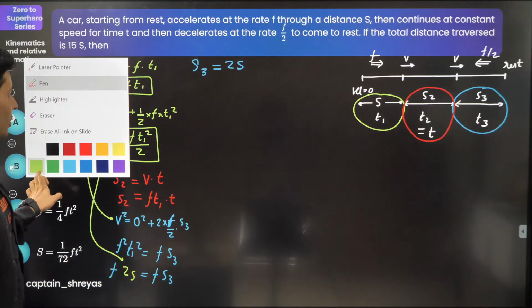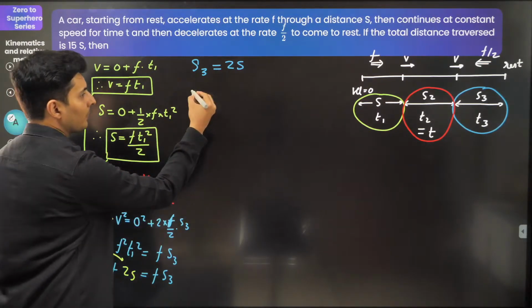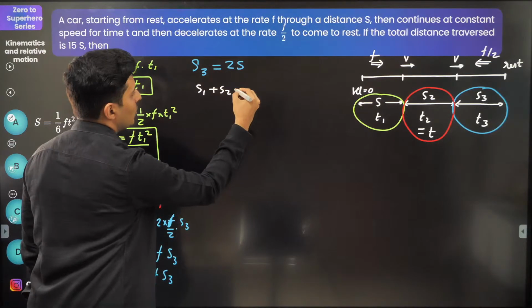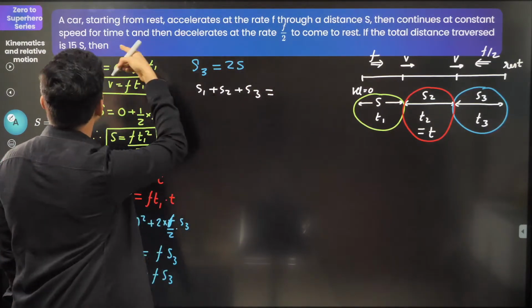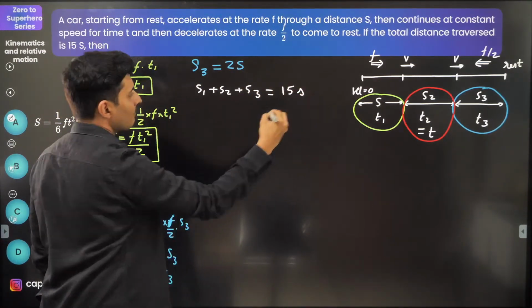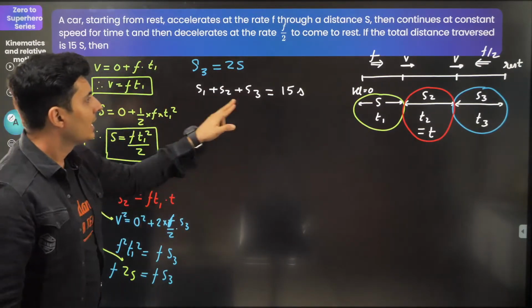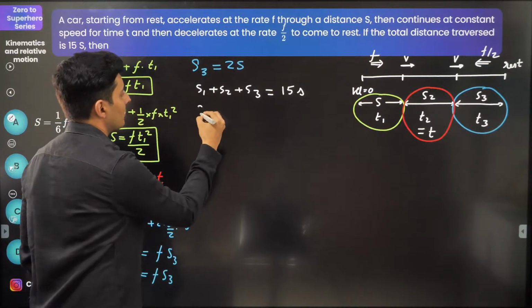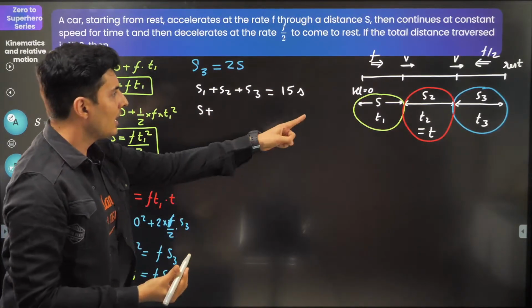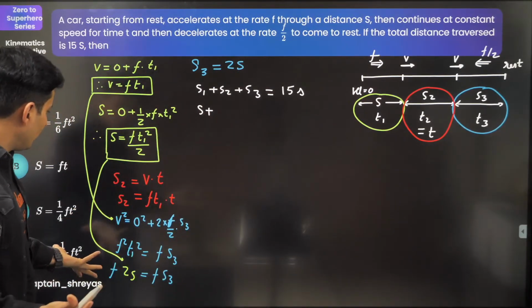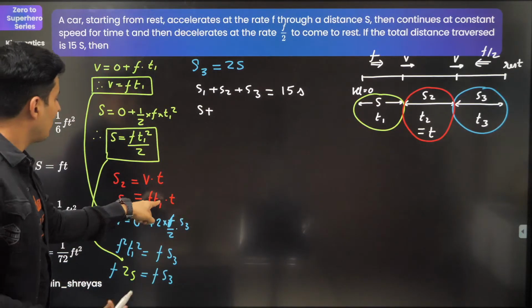So I think it's time to add them up and see what we get. S1 plus S2 plus S3, the total distance, is 15s. S1 I know is just S, so just put S over here. S2 is not known. Oh, it's here. FT1 into t.